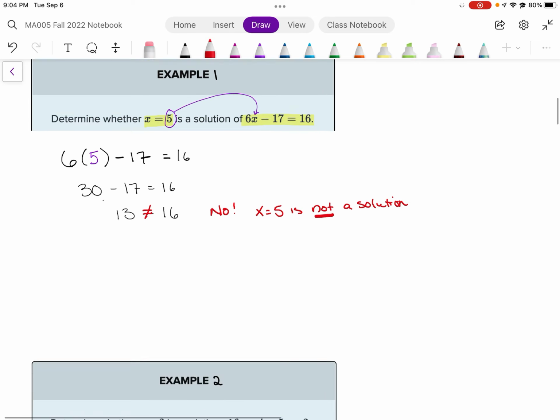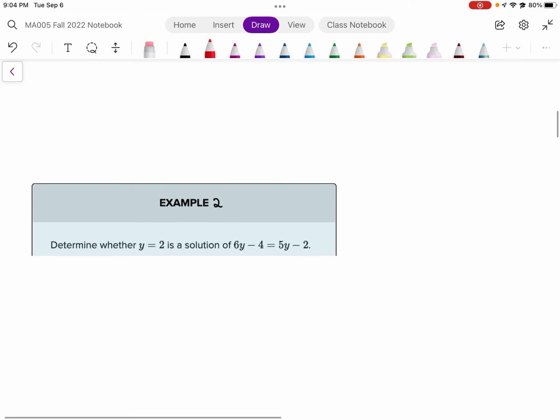All right, example 2. Determine whether y equals 2 is a solution. So for this and all of the future examples, this entire lesson is examples pretty much. There's a few little things that I'm going to talk about, but it's mostly examples. Pause the video every time, whether I say so or not, and try the problem. You will learn so much more from all of these videos if you do that every time.